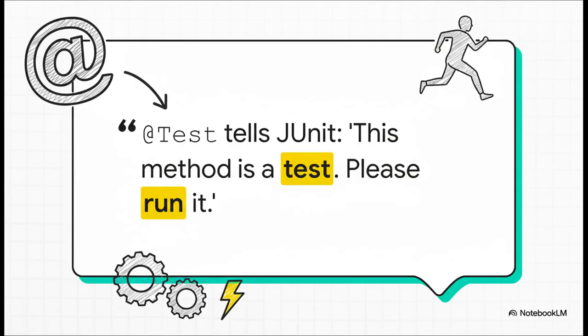Now, if you only remember one thing about JUnit, make it this: the @Test annotation. In Java, an annotation is basically just a special tag. You just type @Test right above a method, and it's like putting a giant neon sign on it that tells JUnit, hey, this one's special. This is a test. You need to run it.